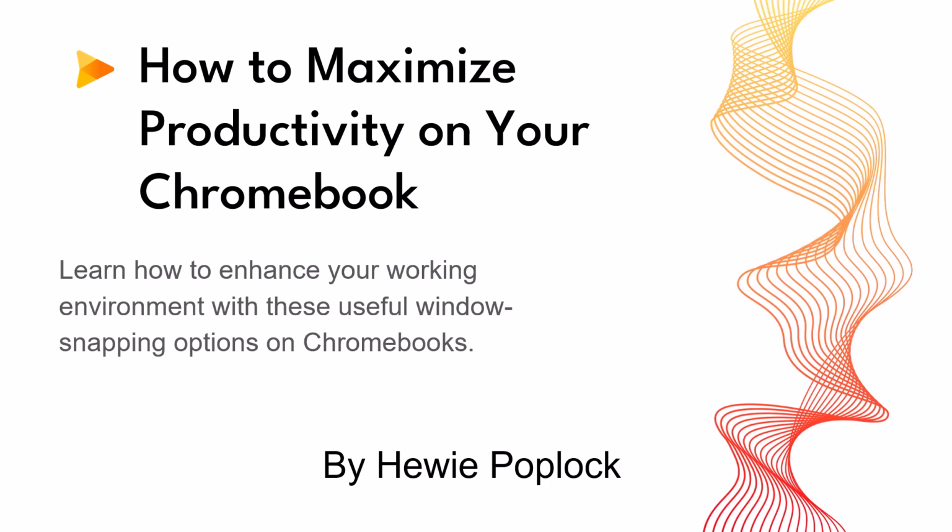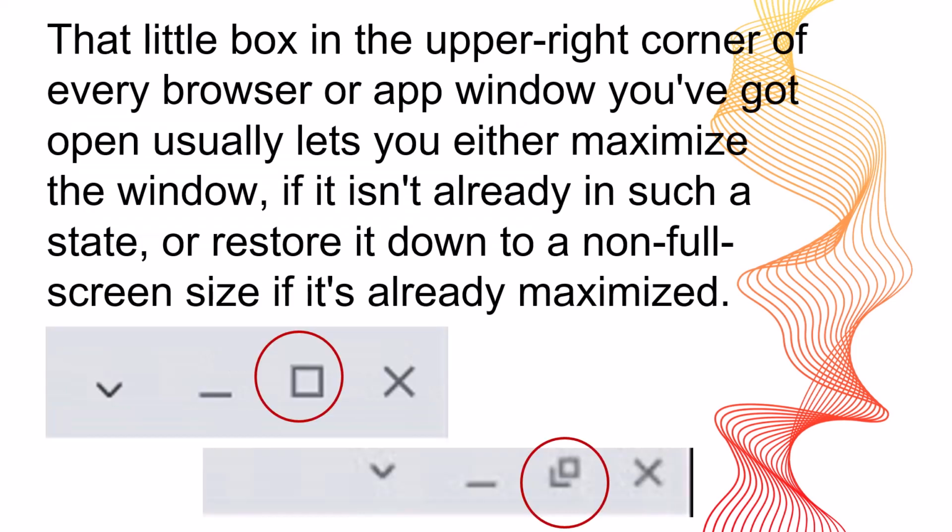I'm Huey Poplock. You're familiar with this in Windows and in a Chromebook, where you click on the box and you get a full screen. You click on the two boxes and it goes back to just a normal screen. That little box in the upper right corner of every browser or app window that you've got open usually lets you either maximize the window if it isn't already in such a state, or restore it down to a non-full screen size if it's already maximized.